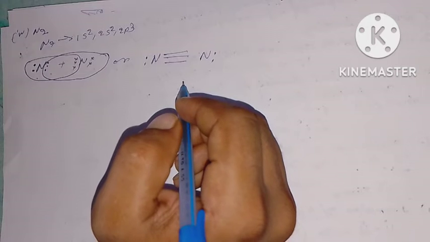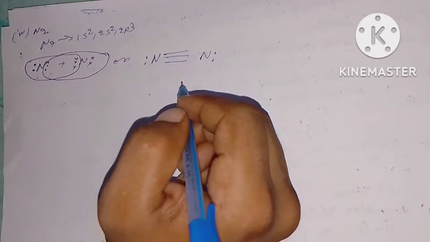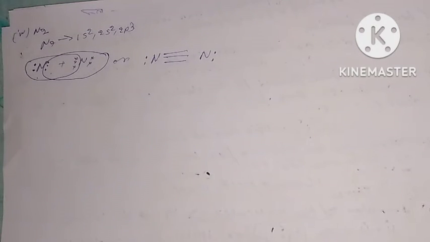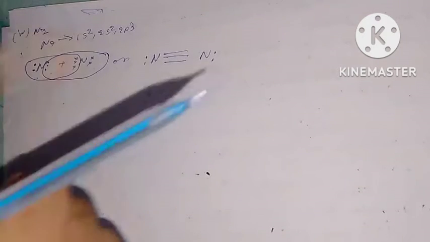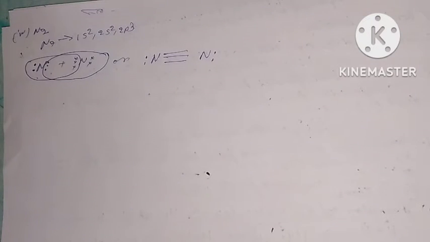In N2, each N atom has only one non-bonding pair of electrons, a lone pair. Each nitrogen atom has only one non-bonding pair of electrons, that is a lone pair, okay?